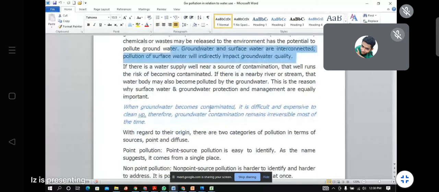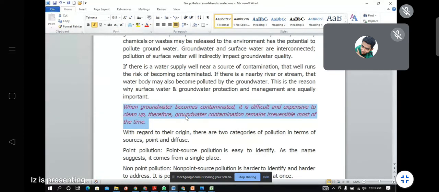Okay. So when groundwater becomes contaminated, it is difficult and expensive to clean up. Okay, you agree with this or you want to argue? Groundwater, how to purify the contaminated groundwater.